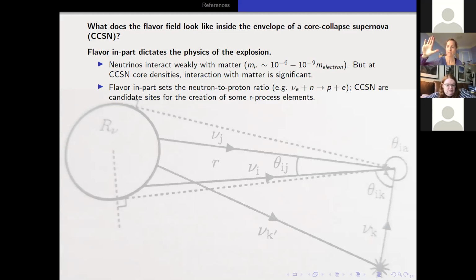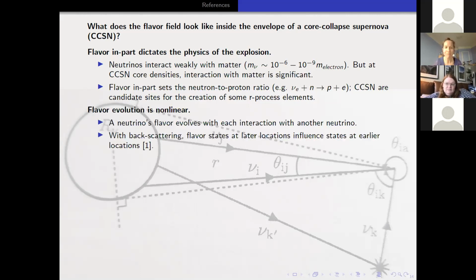Hold up your hand. Wait a second. About 1 trillion neutrinos just went through your hand. They zip through the core of the Earth, no problem. But at the densities we're talking about, at the cores of these supernova, the interaction with matter is significant. The densities are that high. And as I said just a moment ago, flavor can in part set the neutron to proton ratio. So these supernova are candidate sites for the creation of some R process elements. R process elements are some of the elements heavier than iron. I'll leave it at that for now.